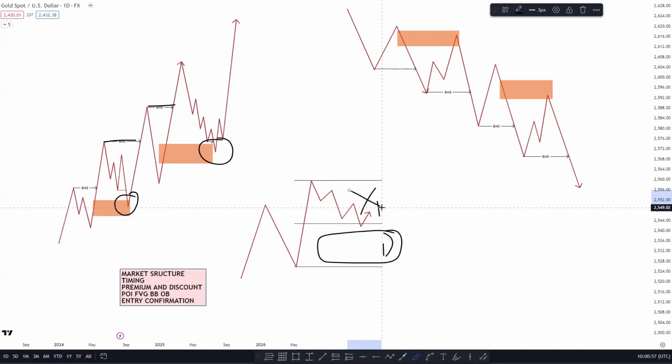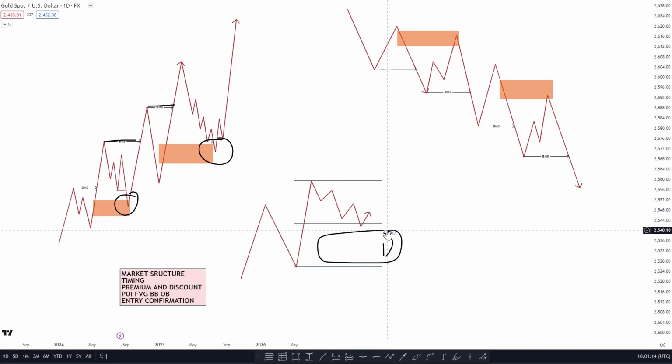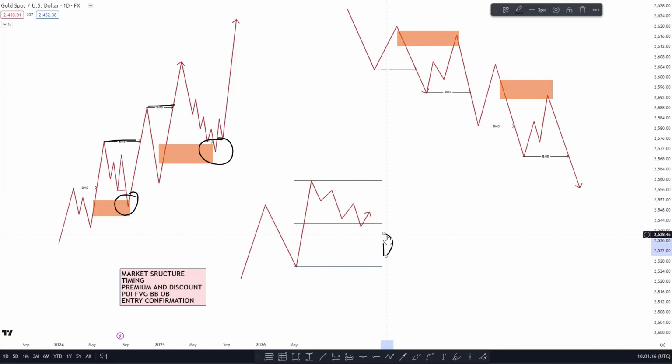So whatever is happening inside this premium channel actually means nothing. It's just price manipulation that could lure you into the market for wrong trades. So what we are going to do is time the market until price comes into our discount level. As price is coming into our discount level, what do we do next?